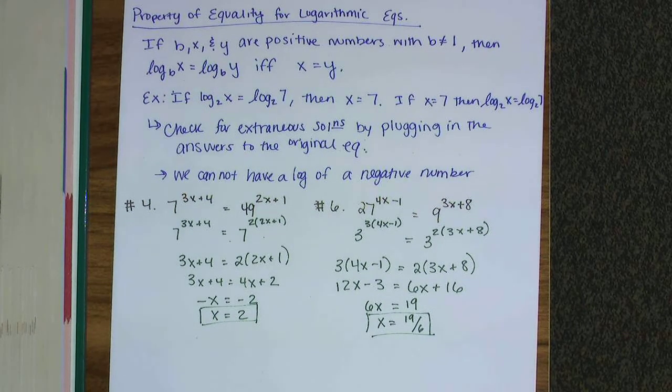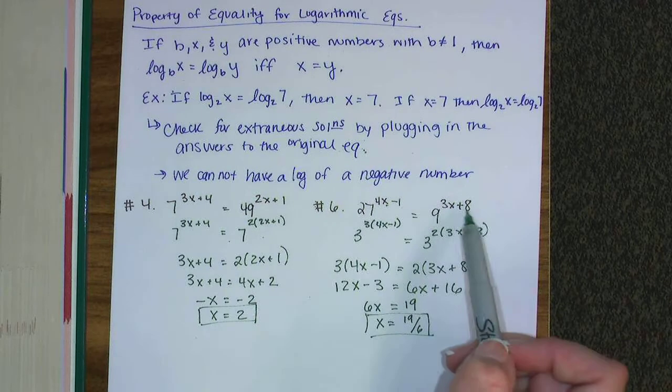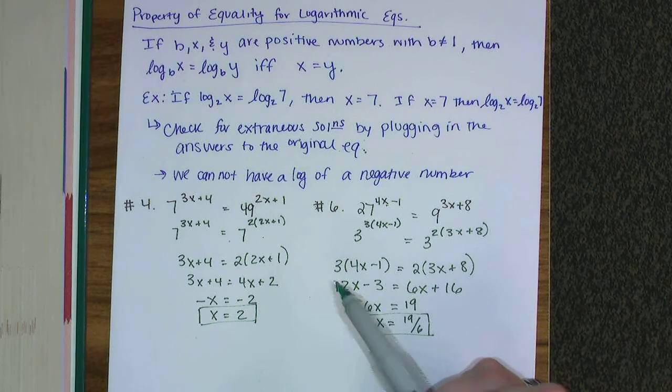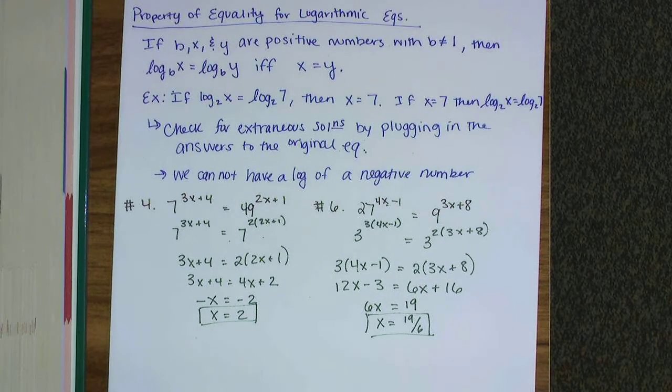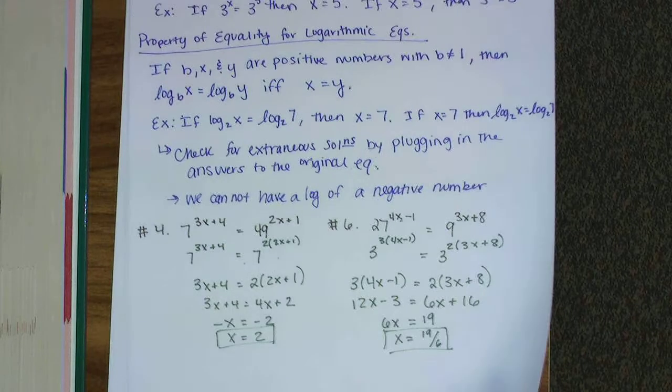Now, I say you don't have to check for extraneous, but if you did want to check your answer, obviously you could plug these in and make sure these two sides come out equal. But overall, you shouldn't really have to do that. So let's do one more of that type. We're going to look at number 10.